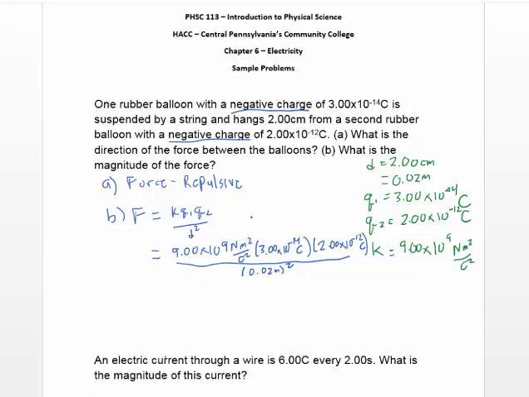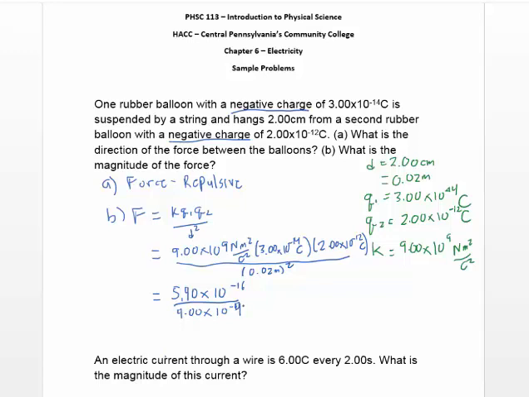If we multiply the numbers in the numerator, we find that that is equal to 5.4 times 10 to the negative 16th, divided by 4.00 times 10 to the negative 4th.